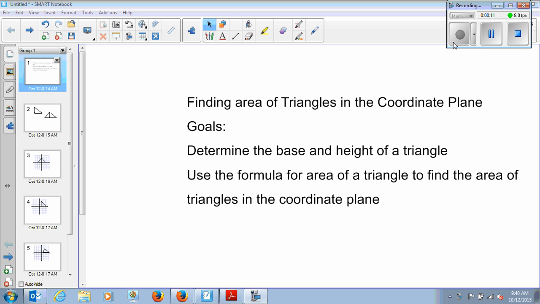In the last section, we dealt with the area of squares and rectangles, those four-sided figures with right angles. Today we're going to be doing that with triangles. So our goals are to determine the base and height of a triangle. Just like in a rectangle or square, we need to have a base and a height. And we're going to be able to use the formula for area of a triangle to find the areas of triangles in the coordinate plane. So let's just get started.